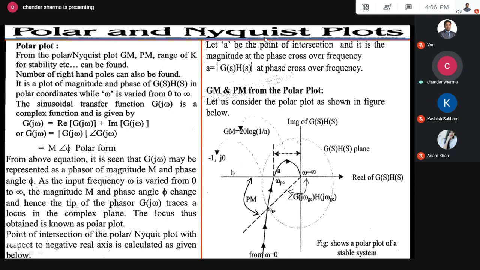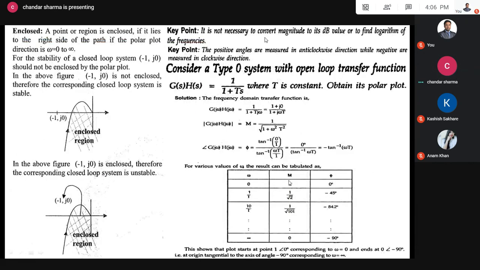तो इसके पोल्स क्या हैं? एक है -1 और 0. The figure shows then what is enclosed. How do we find the stability? A point or region is enclosed if it lies to the right side of the path if the polar plot direction is ω to 0. Suppose this is the path, or if the point lies inside this enclosed region. For the stability of a closed loop system, (-1, 0) should not be enclosed by the polar plot. In the above figure, -1 is not enclosed, therefore the corresponding closed loop system is stable. और जब enclose कर देगा तो it is unstable.